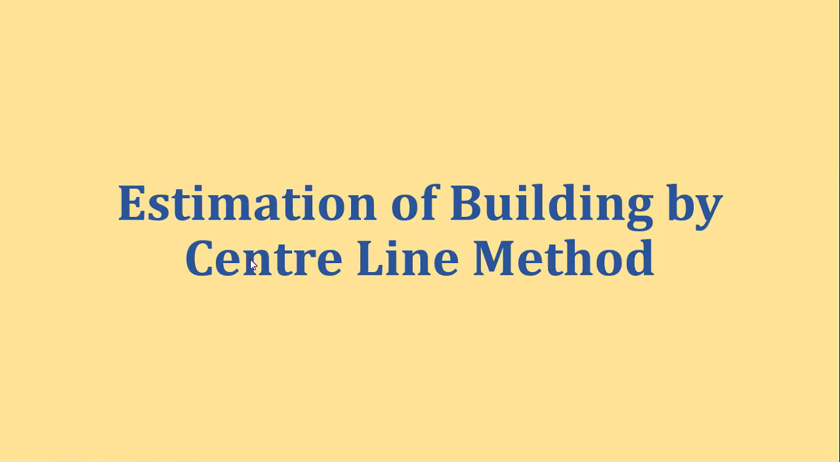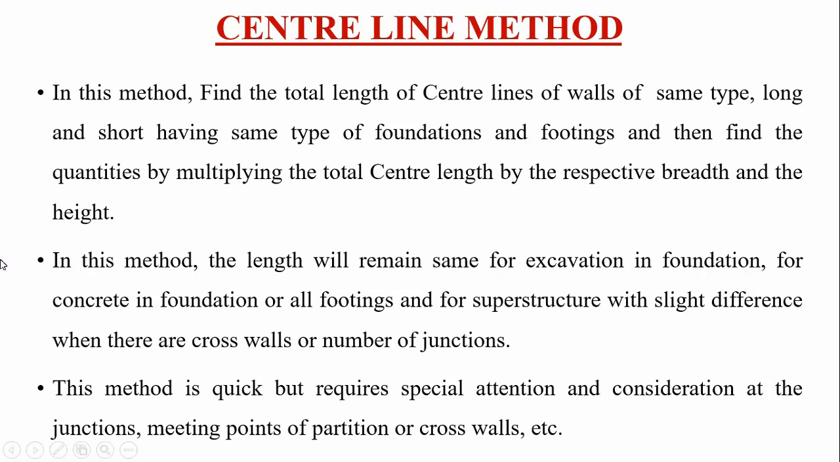So basically, the estimation of a building is done by two methods. One is the long wall short wall method and another one is the center line method. In the regular classes we have seen how to prepare an estimate by the long wall short wall method. In today's video we are going to study the estimation of a building by the center line method. So let us start with this video.